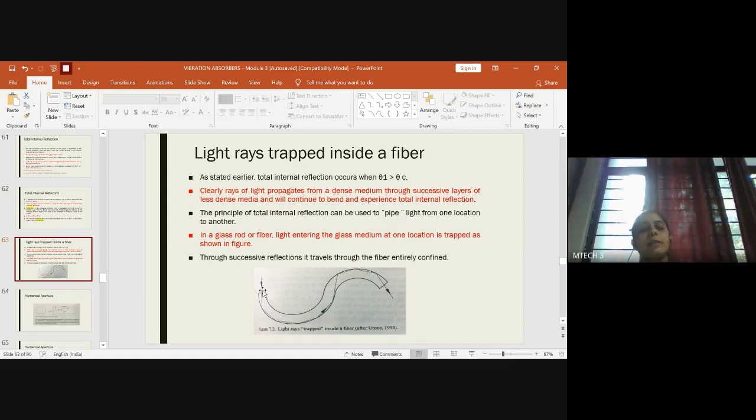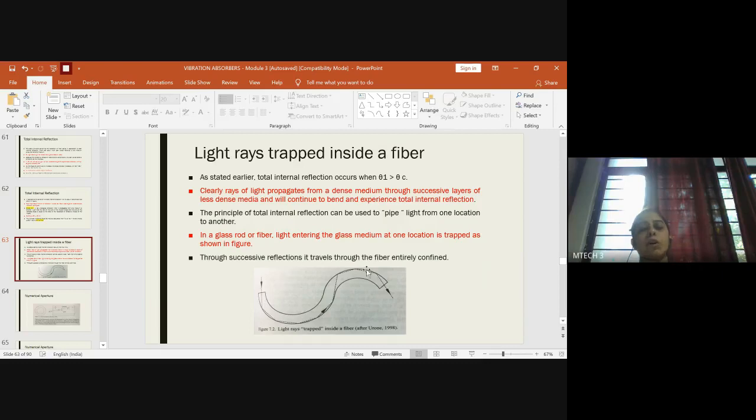Why? Because here theta 1 and theta 2 with which it gets reflected will be equal, and hence it won't get reflected back outside the media. So if this is the glass rod, it gets reflected within the glass rod, and hence the equal amount of light which has been incident here will be transmitted outside at the outlet where it is needed.